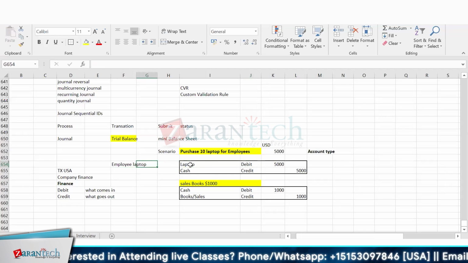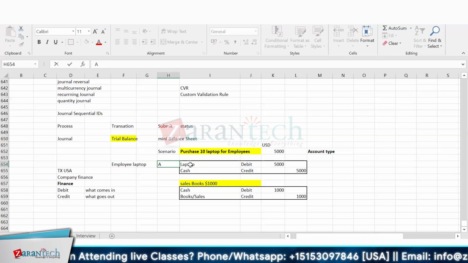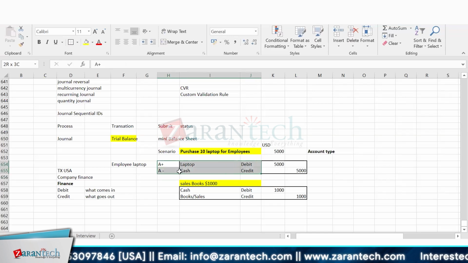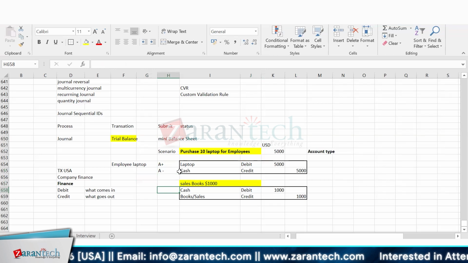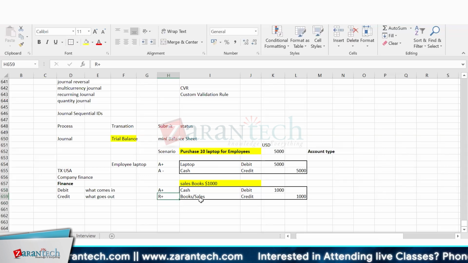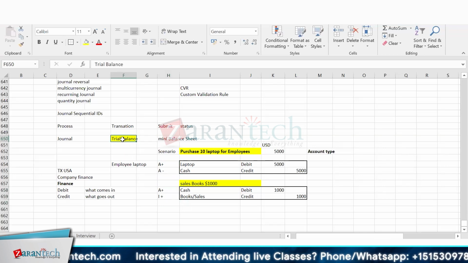Laptop is my asset, A for assets, and if it is increasing, we mention A plus. Cash is also my asset, so it is the same account type, but it is minus. Asset plus and asset minus. Here cash is again increasing, so asset is plus. And sales is my revenue, so revenue is increasing, so R plus or income plus. Same. Basically, Workday performs this activity automatically on the trial balance as well.